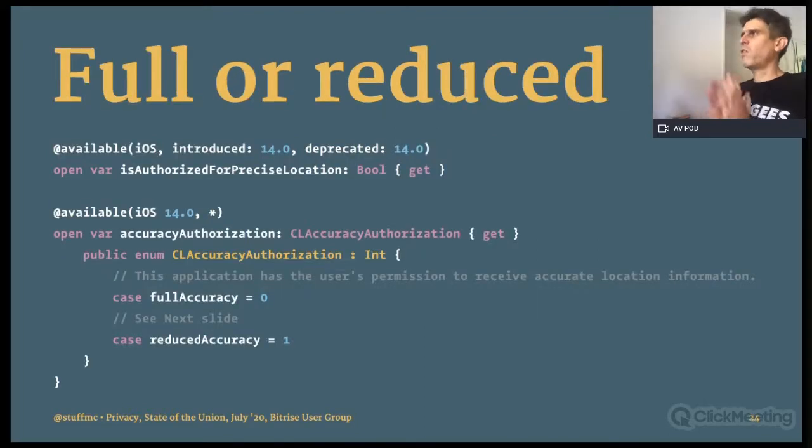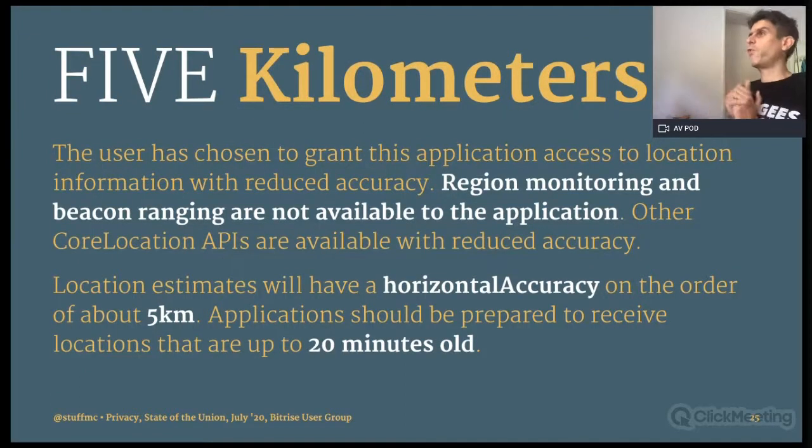So what about this thing? It's full or reduced, right? There's a new thing which is an accuracy authorization, and it has 2 values: full accuracy, which is basically the user's permission to receive accurate location. This is all up until now, iOS 13. And the second one, we'll speak about in the next slide. Also, please tell me if you understand why Apple sometimes brings us, and I'm sure there is a reason, I knew it but I forgot, an is authorized for precise location, which is introduced but already deprecated. So don't use it. All right, so the reduced thing is 5 kilometers.